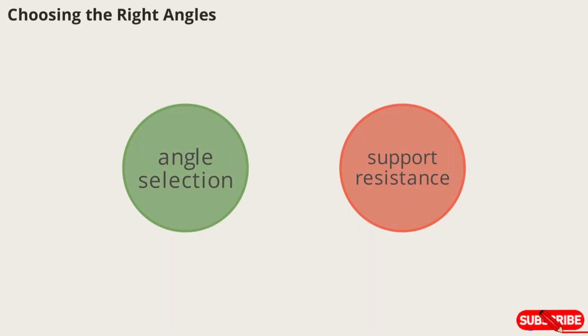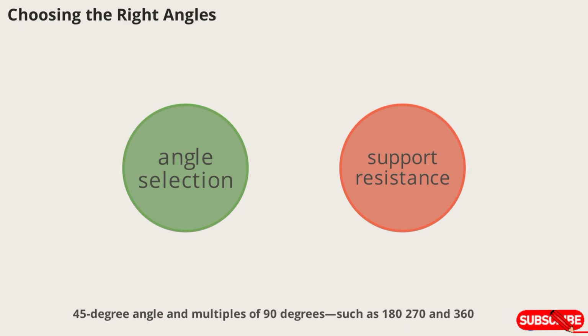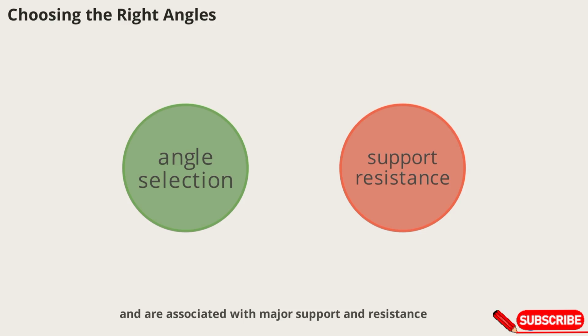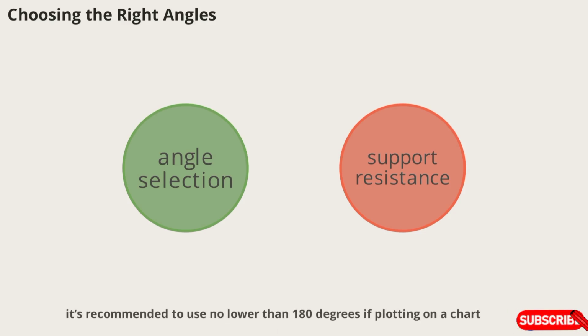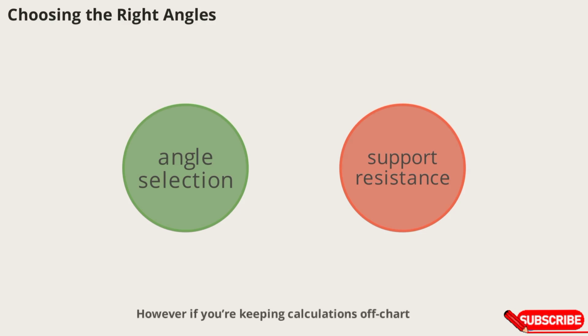Not all angles are created equal in the square of 9. Financial markets often respond most strongly to the 45-degree angle and multiples of 90 degrees, such as 180, 270, and 360. These angles represent key divisions of the circle and are associated with major support and resistance. For most stock-related tickers, it's recommended to use no lower than 180 degrees if plotting on a chart. However, if you're keeping calculations off-chart, you can use 90 or even 45 degrees for more granular analysis.